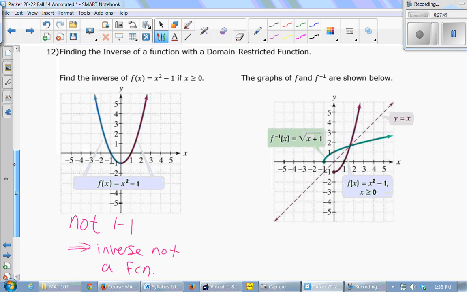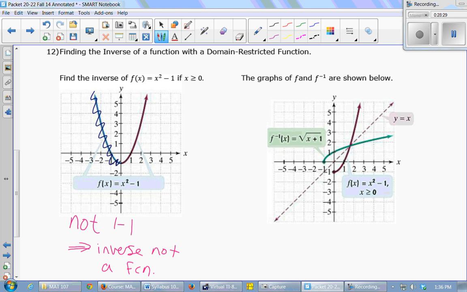Okay. What would I have to do to this function to force it to pass the horizontal line test? What could I do? Yes, but then it wouldn't be a function itself. Yeah. So I want it to stay a function, but I want it to pass the horizontal line test. Limit the domain. What does that mean? Just choose one half of it. Yeah, I'm just going to throw half of it away. I'm just going to say, just pretend that's not there.